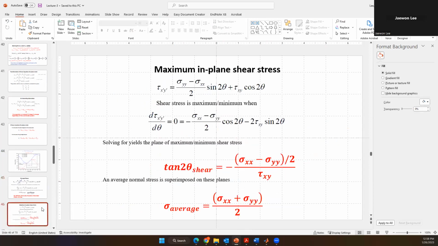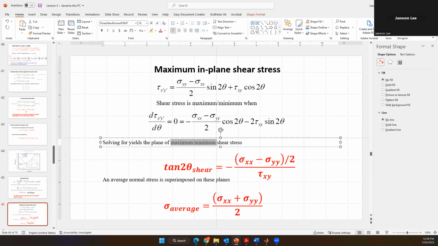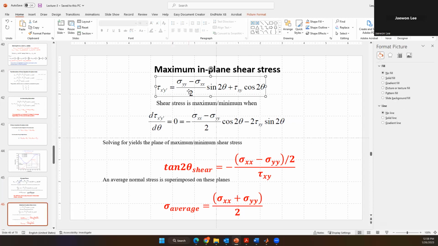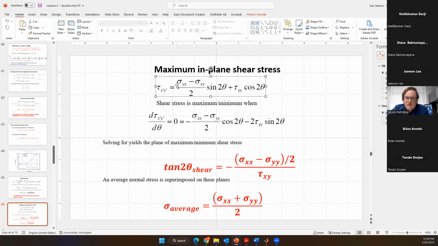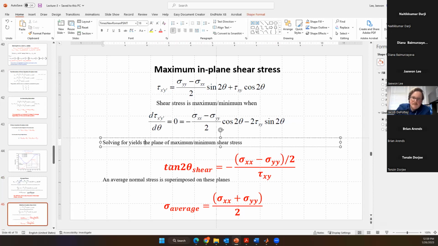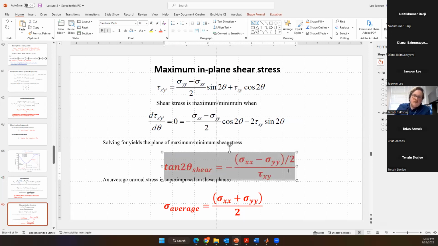Then in the same way for the shear stress, we can calculate the maximum and minimum shear stress. If you differentiate these equations, you can get these relations. And then the maximum or minimum shear stress is generated when d tau d theta is 0. So we can calculate it and obtain these relations.